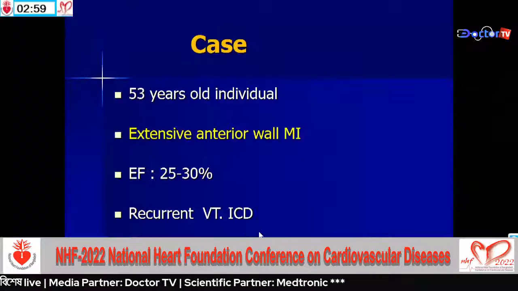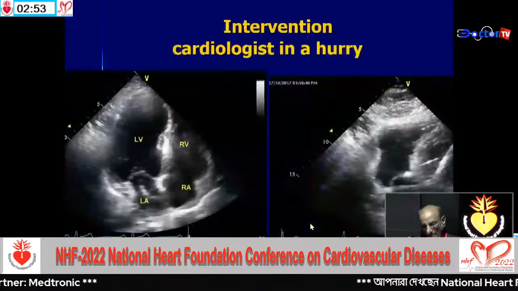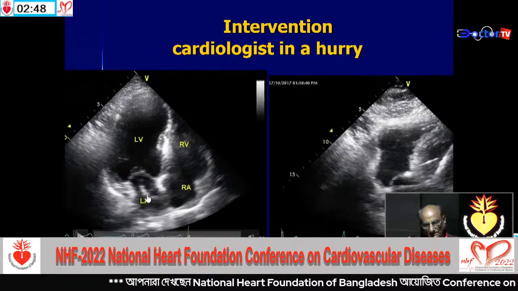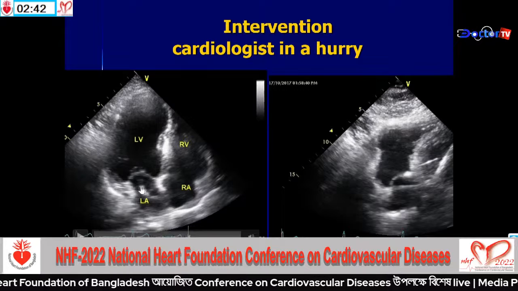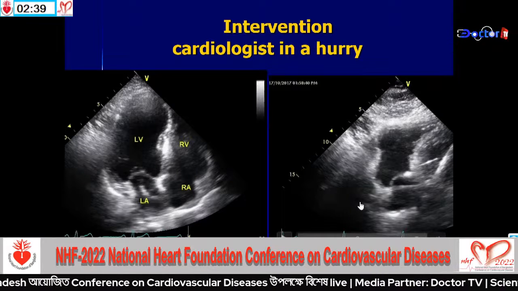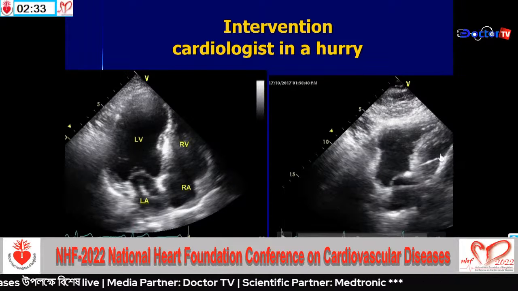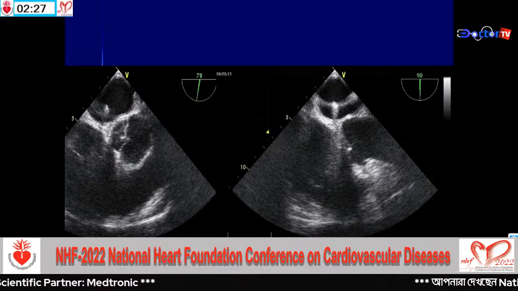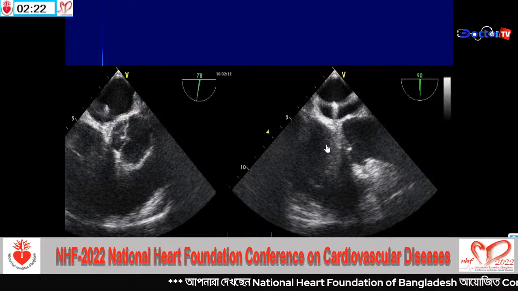Another 50-year-old individual, extensive anterior wall MI, recurrent VT, was given an ICD and reported symptoms of TIA. Possibly the interventional cardiologist was in a hurry. When the patient came to us, we saw the catheter in the left atrium, at the tip of the left atrium, and in a subcostal view, you see it was going from the RA to the LA and to the LV. And on the transesophageal, it was here in the LV.